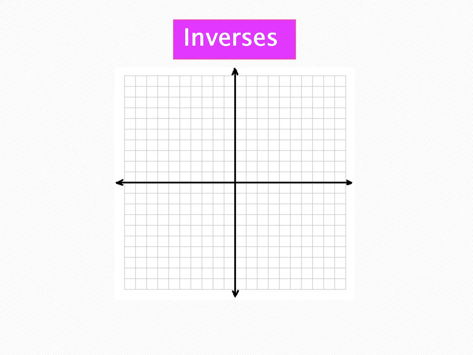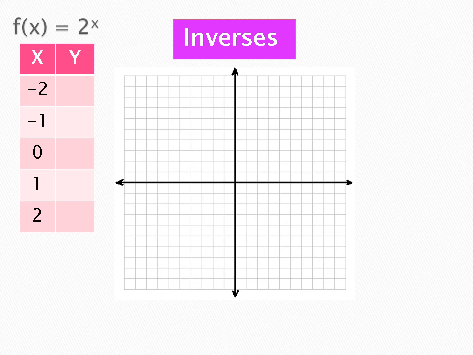So let's look at the graph of the inverses. Let's take something simple, like f of x equals 2 to the x. When I plug in, I know that negative 2 is going to be 1 over 2 squared, so 1/4. Negative 1 is going to be 1 over 2. 0 is going to be 1. 1 is going to be 2. And 2 is going to be 4. Now remember, this is the 2 to the x parent function. It's not moving up, down, left, right, stretching, or shrinking. Since this is the parent function, we're going to have a horizontal asymptote of y equals 0. Then we're going to plot our points.